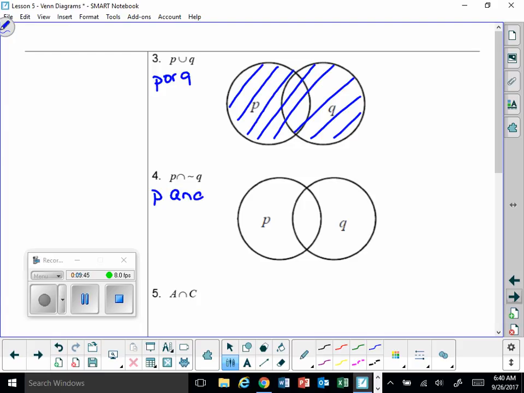P and not Q. Okay, so I'm interested in P but not Q, so I'm interested here. Don't include the overlap. In P, but not in Q.